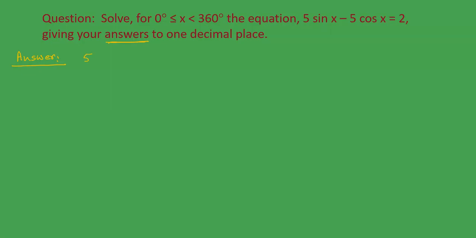First of all, let me write the equation: 5 sin x minus 5 cos x is equal to 2. If I take this 5 outside, within the bracket we have sin x minus cos x, which is equal to 2 over 5, which in decimal format is 0.4.